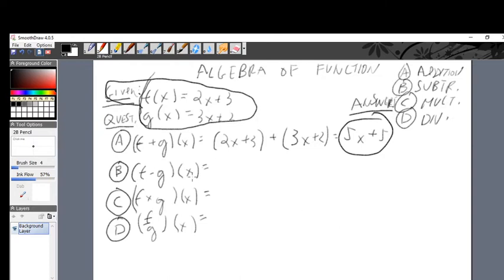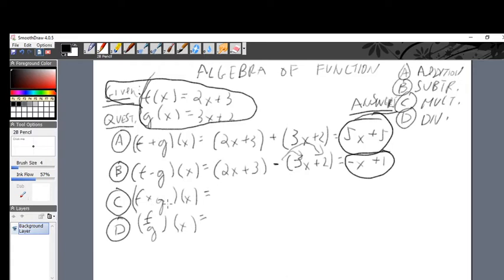Okay, f minus g of x. So take f of x right here, which is 2x plus 3. Take g of x, which is 3x plus 2. But what does it say? Minus. Put a minus in between. So what do we get? 2x minus 3x is minus x. And then the minus works on the 2, so it's minus 3 minus 2... 3 minus 2 is plus 1. And there's the answer.